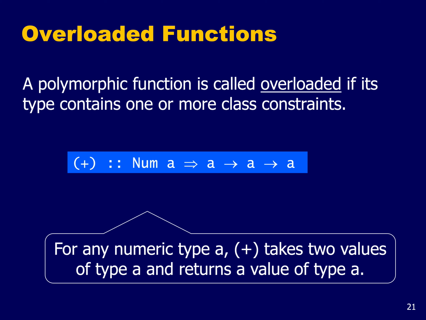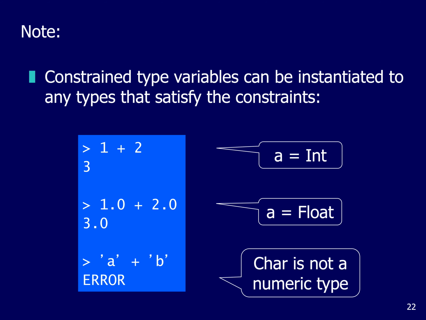So this is the idea of class constraints. Num a is called a class constraint. A few points to note here as usual. The constrained type variables can be instantiated to any types that satisfy the constraints. So for example, we could add two integers together. That's quite okay. We could add two floats together. That's quite okay, but we couldn't add two characters together because characters in Haskell are not a numeric type. Some languages let you add characters, Haskell doesn't. It tries to keep your programs safe so you don't have bugs in them. So Char is not numeric, so you will get a type error in this case.